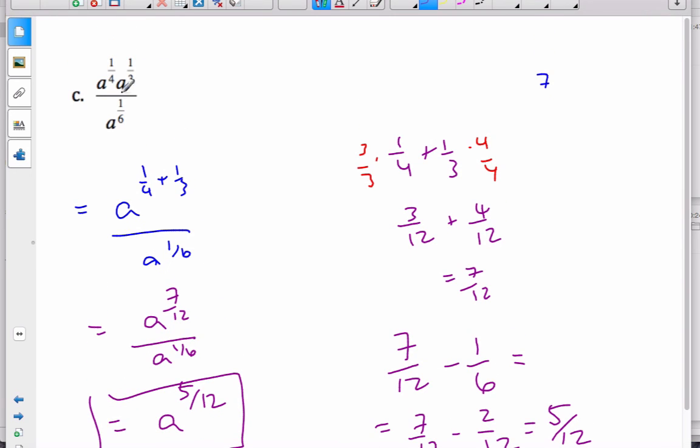Don't be scared of the fractions. Do the same operations as you would with integers. And that sums up indices rules.